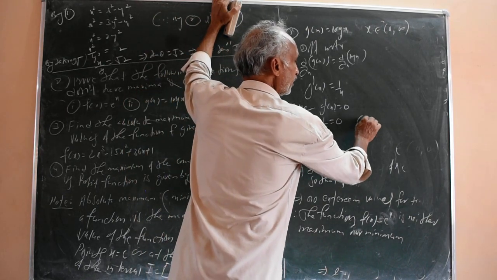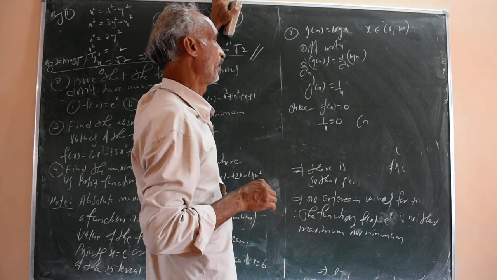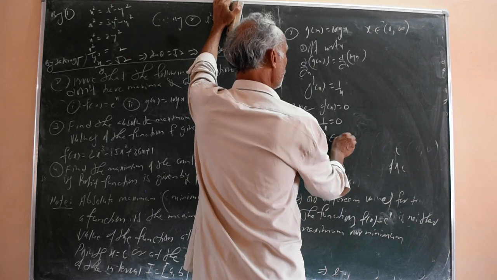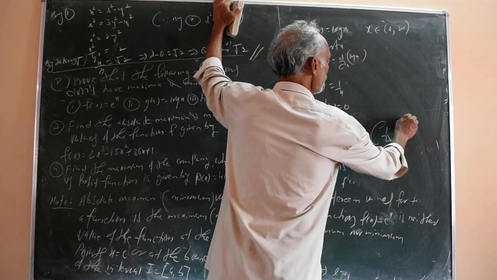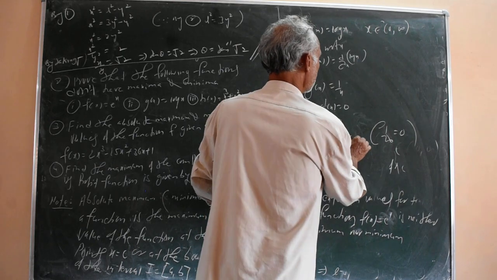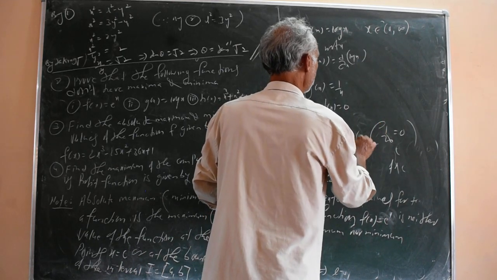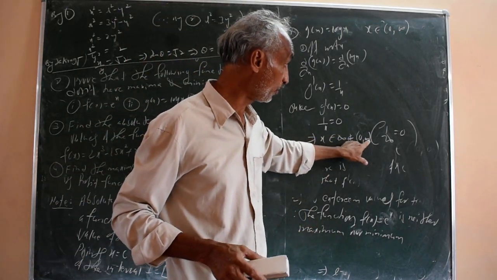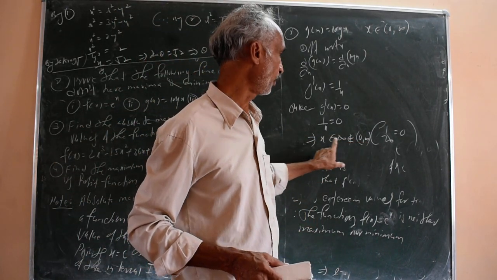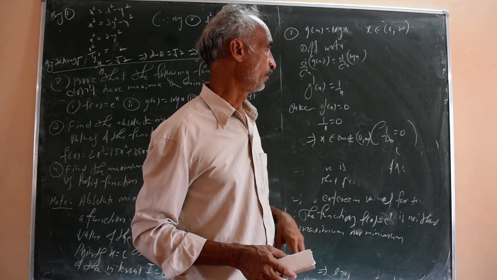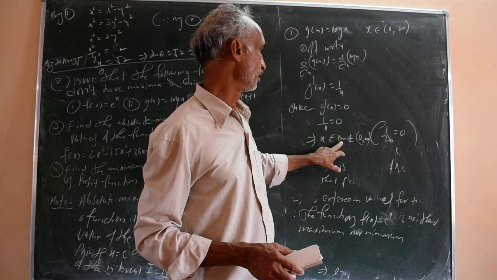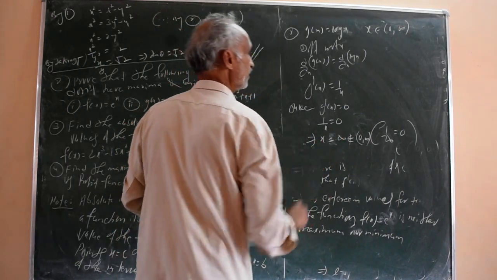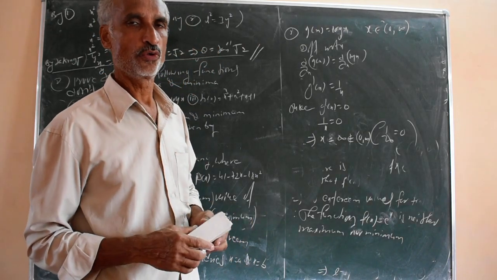It is not defined. 1 by x is 0 is not defined, is it not? So it implies x is equal to infinity, because 1 by infinity is equal to 0. Does it belong to 0 to infinity, the open interval? The critical value x is infinity, but x equal to infinity does not belong to 0 to infinity.